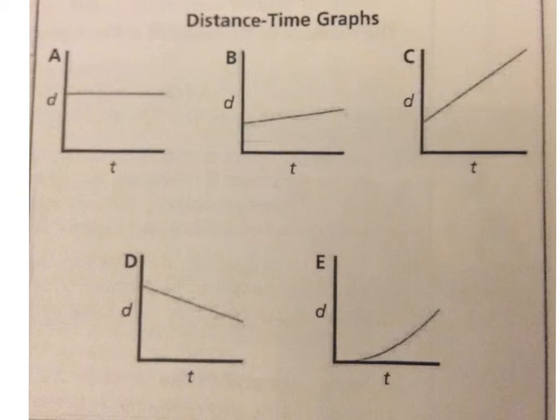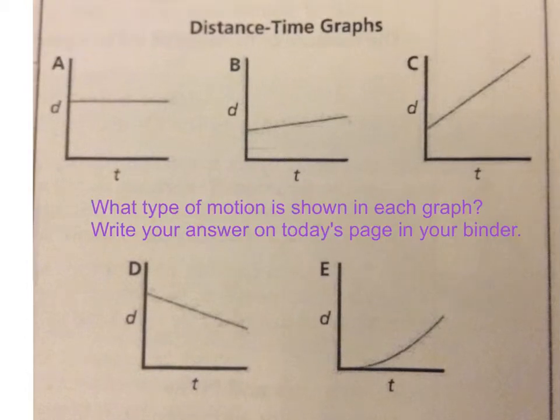Here are a few distance time graphs. Use the graph to determine the type of motion shown. Is the object standing still? Is it moving at a constant velocity? Do you know anything about the direction the object is moving based on the graph? Please write your answer on today's page in your binder.